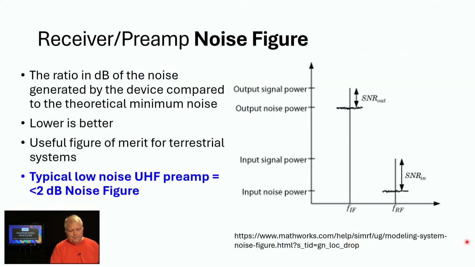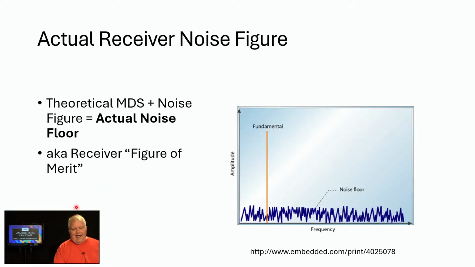talking about there. Now, the receiver or preamp's noise figure is defined as the ratio in dB of the noise generated by the device compared to the theoretical minimum noise. Okay, lower is better. It's useful as a figure of merit for terrestrial systems. A typical low noise UHF preamplifier is going to be less than 2 dB of noise figure. And so the actual receiver's noise figure is the theoretical, plus the noise figure gives you your actual. That's the figure of merit for a receiver. Just to explain some terms that were used in the chapter.